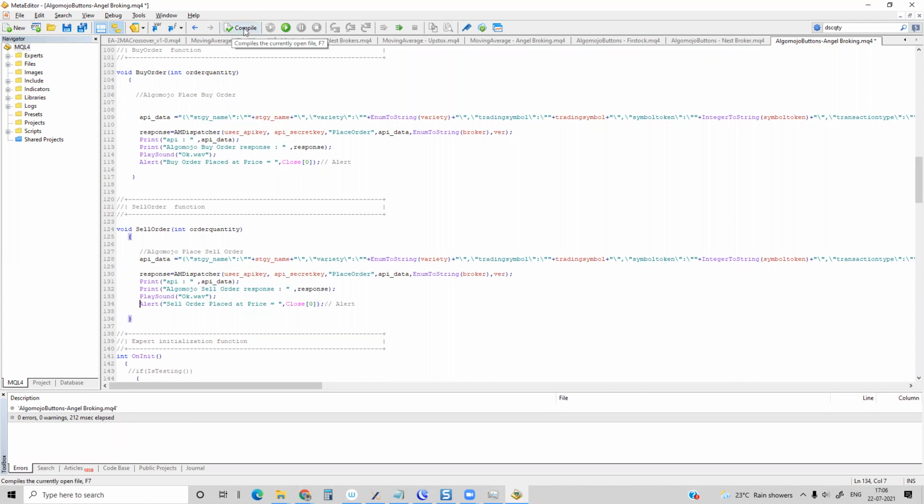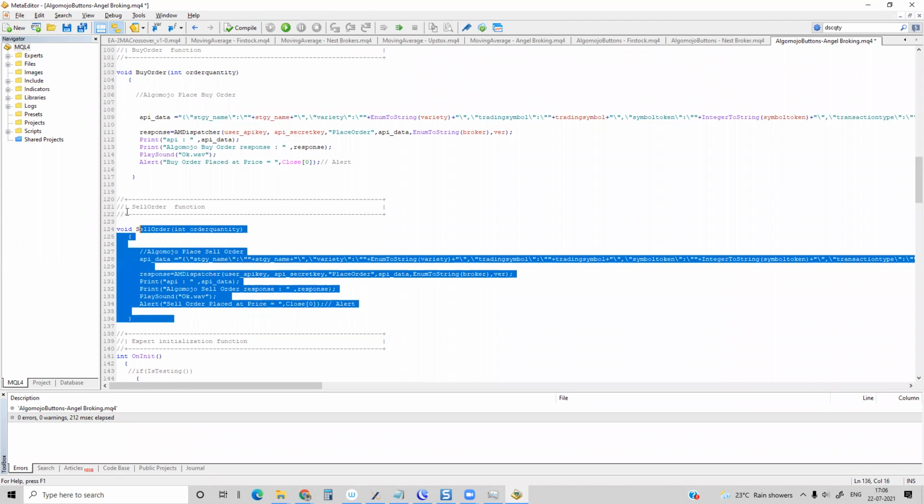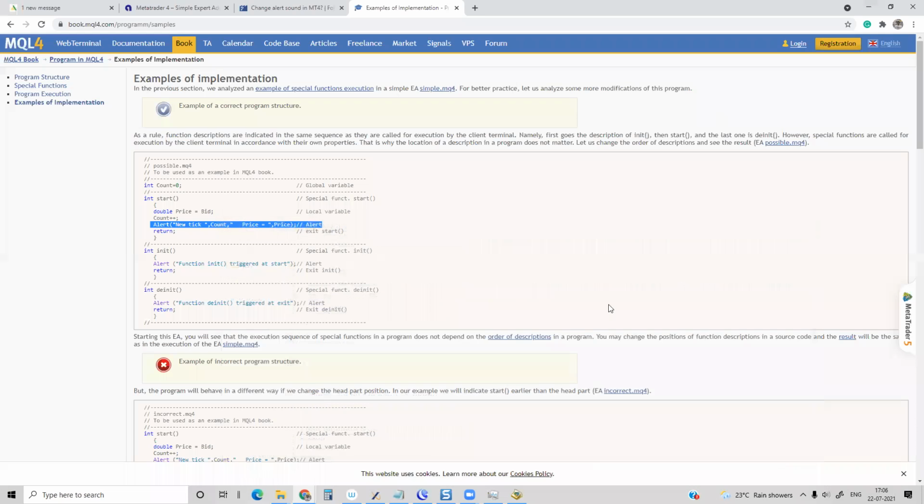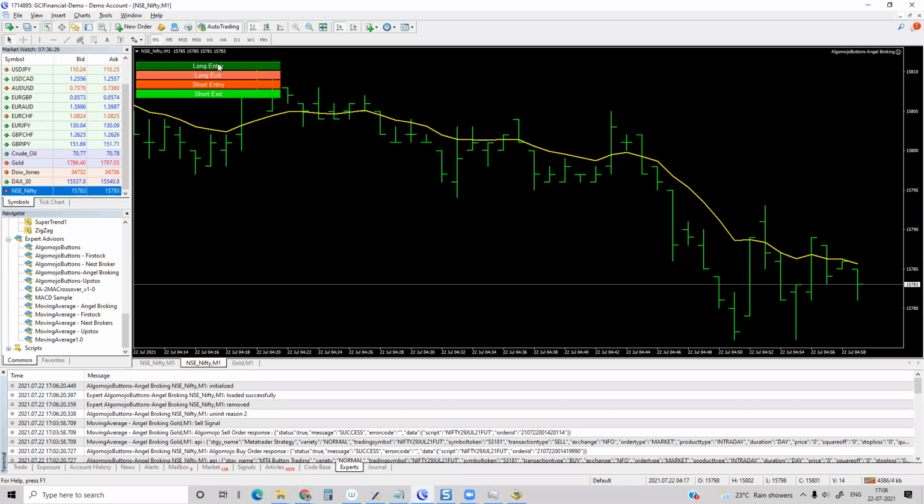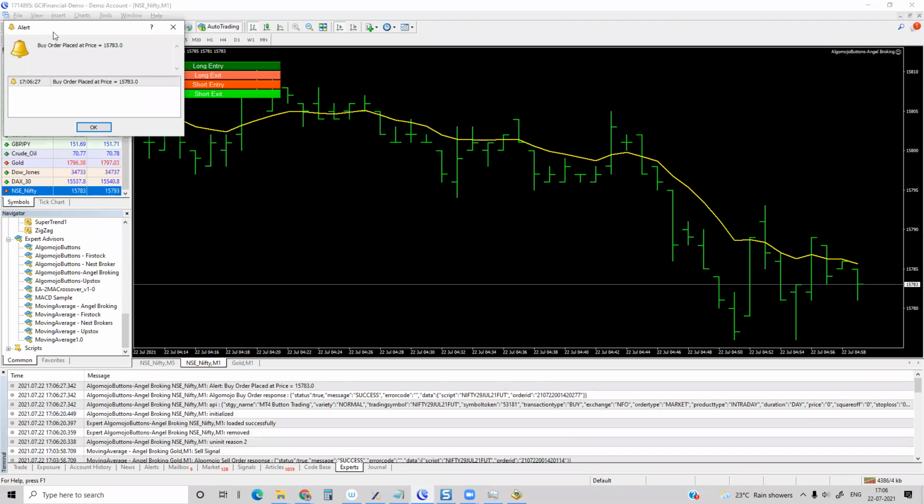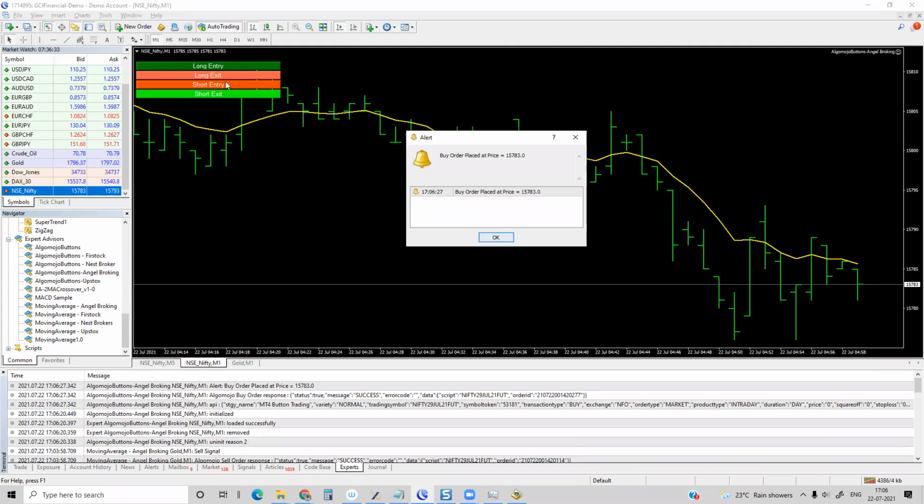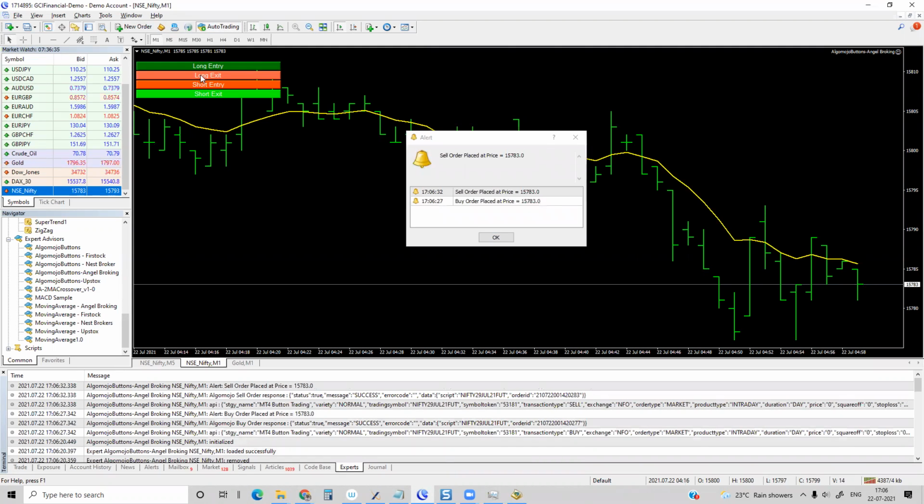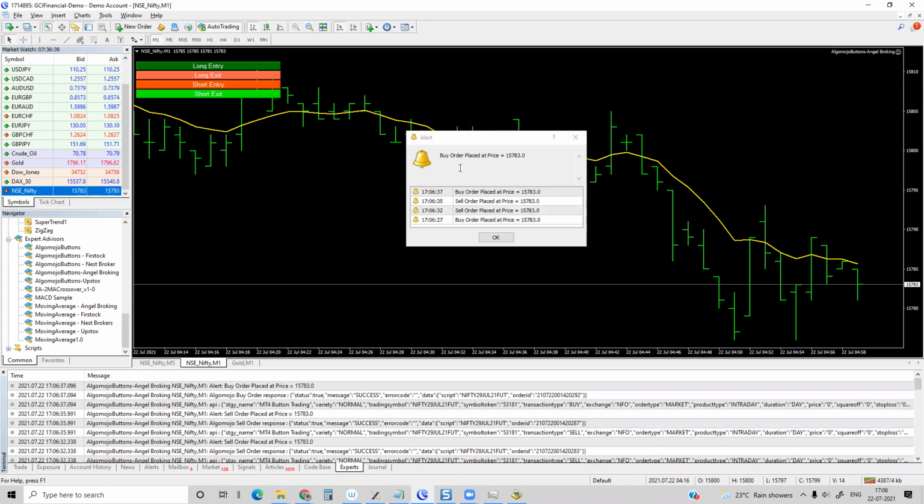Let's say I'll compile it. So every time you're doing any modification to the code, you have to compile it so that a new EX4 file is created. And let's say now I'll try to transmit the orders here. I click on long entry. You can see that you'll be able to get these kind of alerts. And then long exit, short entry, short exit. So you'll be able to generate these kind of alerts. That is very easily possible with MT4.